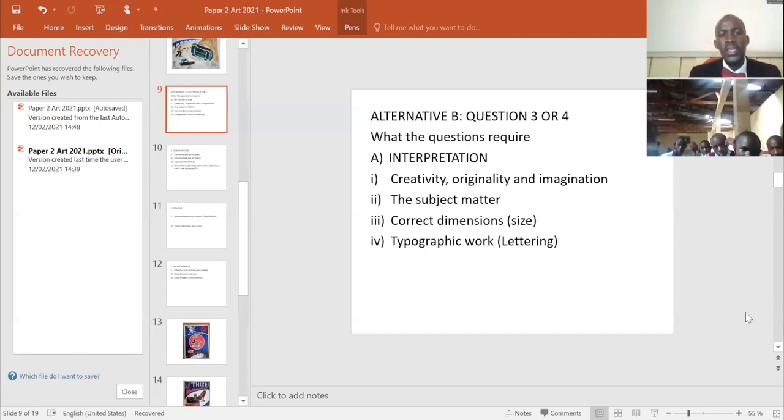They must have readability, meaning the spacing between the letters must be appropriate. You are not expected to tie the letters together. So ensure that whatever illustration, both typographic and pictorial illustrations, are clear and the spacing is well taken care of.